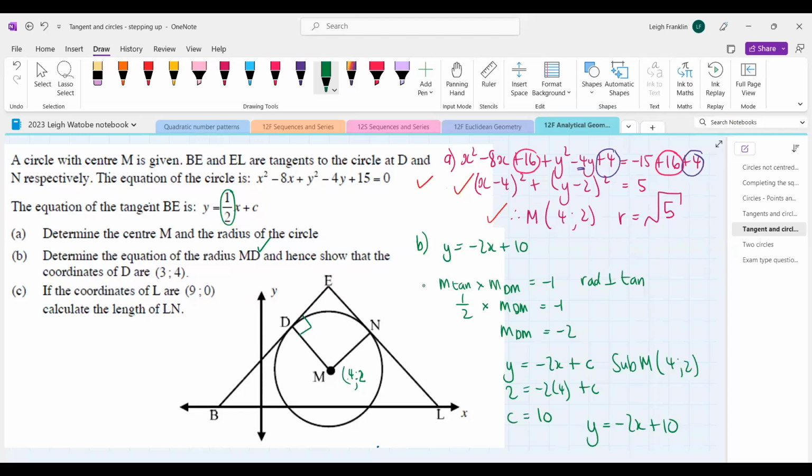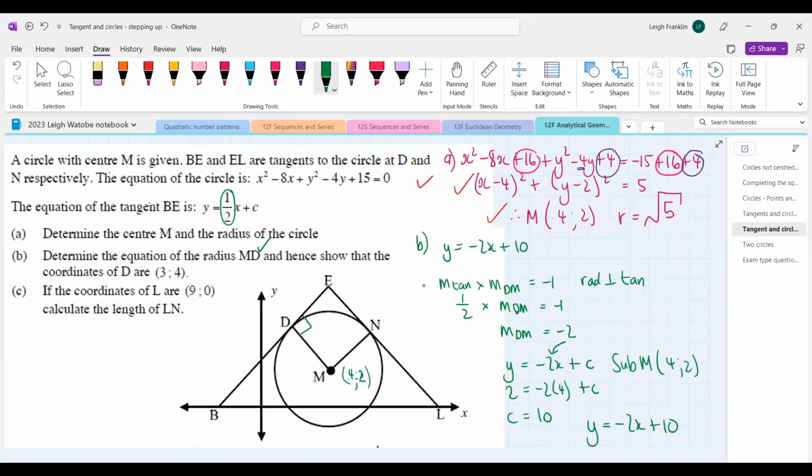Okay, so what we would have done is use the gradient of the tangent, which you know is a half, times the gradient of the radius, dm, is -1. So the gradient of dm is going to be -1 divided by a half, which is where the -2 comes from. Then you're going to sub the -2 into y equals mx plus c.